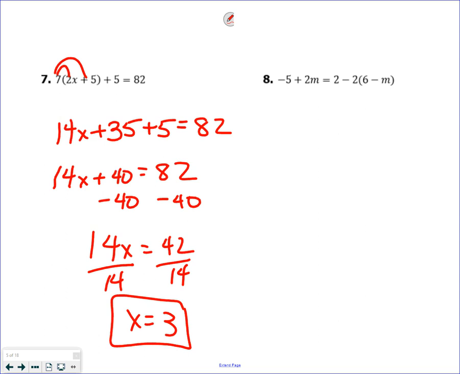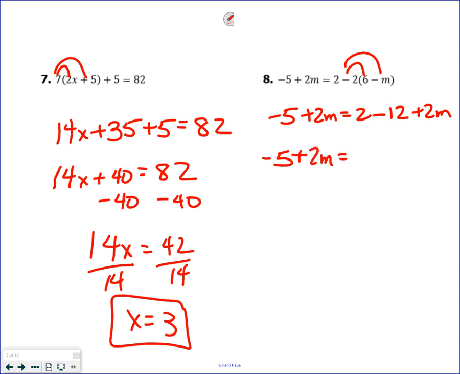Again, this is one of the ones that is most missed on the test, so make sure you're paying attention here. You need to distribute the negative 2. It's a negative 2, so I need to make sure I distribute both the 2 and the negative sign to both. Then I add like terms on the same side.